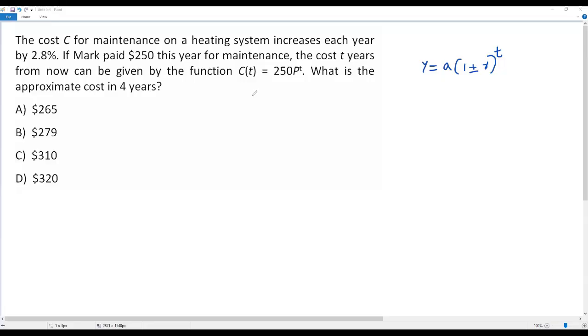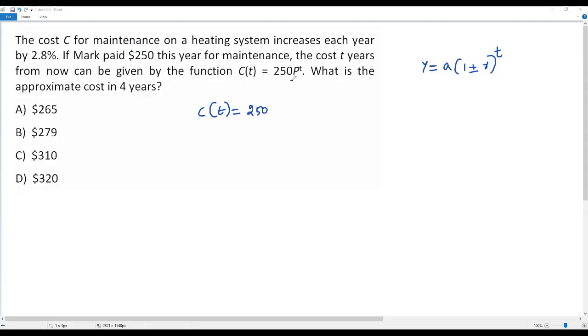Now let's consider the exponential function we have here. Instead of y, we have C of t. And this 250 has to be considered as the initial value, because Mark paid $250 this year for maintenance, and this function gives the cost t years from now. So the cost for this year has to be considered as the initial value, 250.